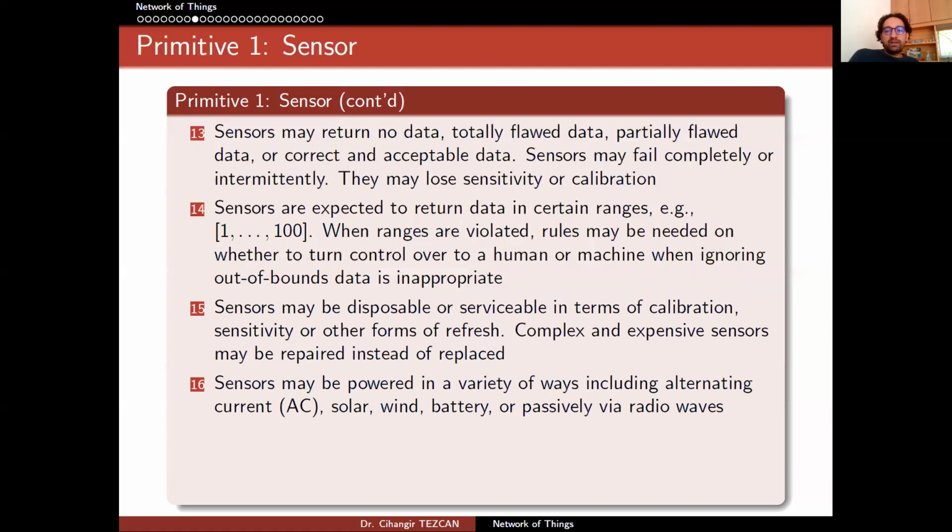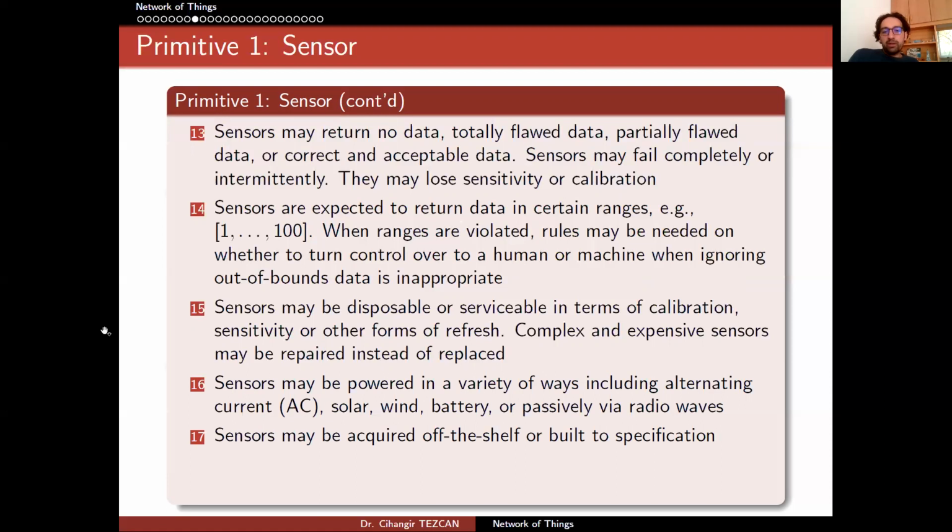Sensors may be powered in a variety of ways, including alternating current, solar, wind, battery, or passively via radio waves. This is the reason we also need lightweight cryptography, because even if you have the computational power to run any cryptographic algorithm, if you are powered with battery, then it will be good to have a lightweight algorithm that uses less battery, right?